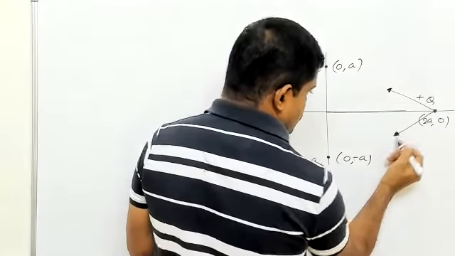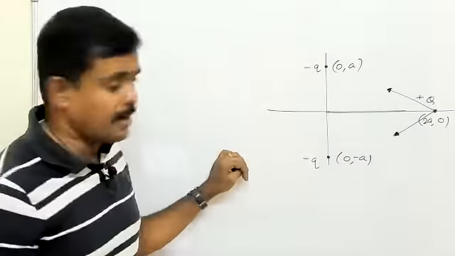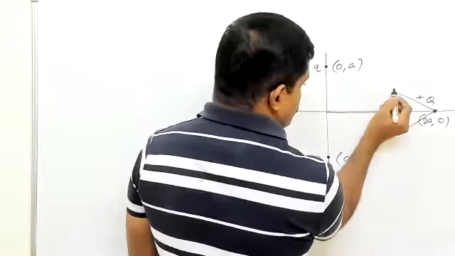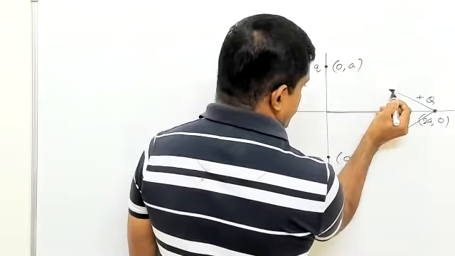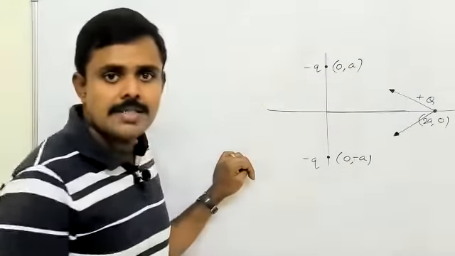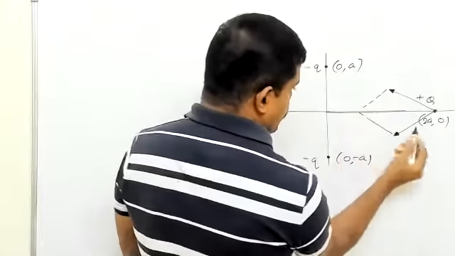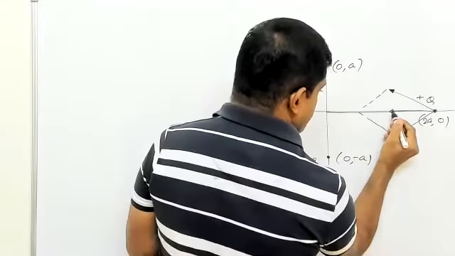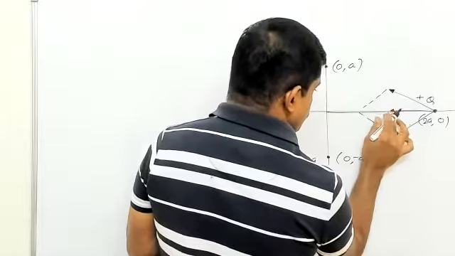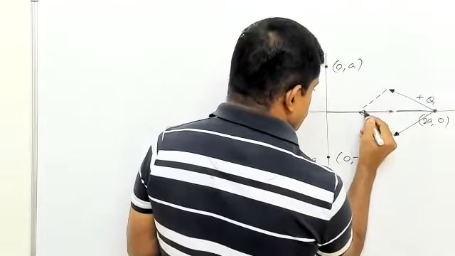So as you can see, there are two forces trying to pull the charge towards these charges. What is the resultant of these forces? How do you find the resultant? Complete the parallelogram, draw the diagonal. So this will actually move in this direction. Try to move in this direction.